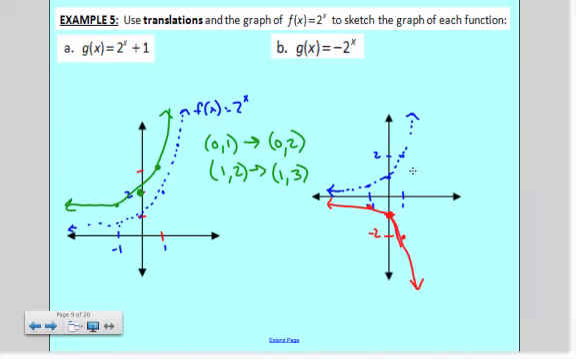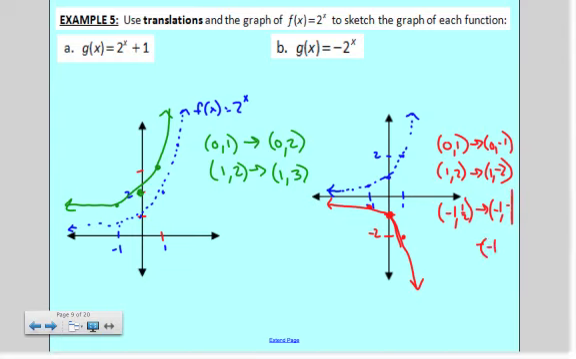Yeah, and just sketch out the points we just used real quick. 0, 1 became 0, negative 1, because we're going to negate the y-coordinates. 1, 2 became 1, negative 2, and negative 1, 1/2 became negative 1, and we're negating the y, negative 1/2. Oopsie. Ran out of space. Anyway, hopefully you get the idea.